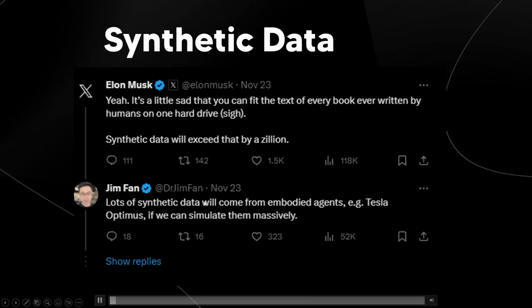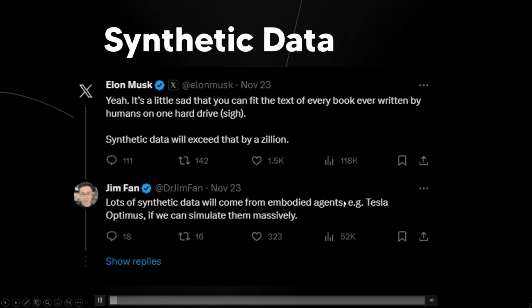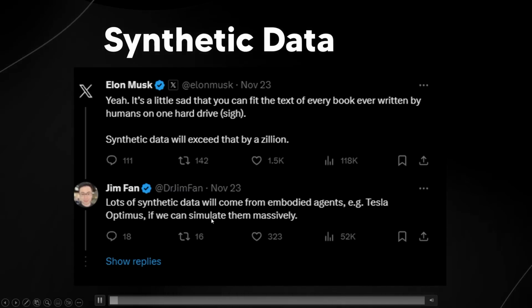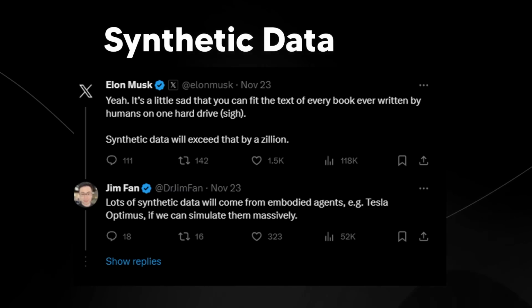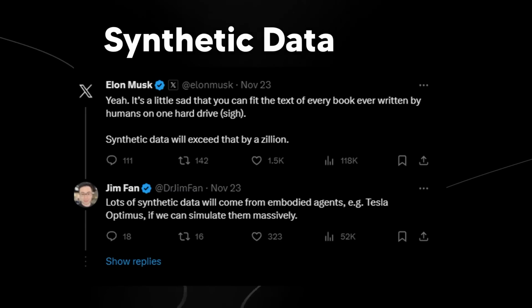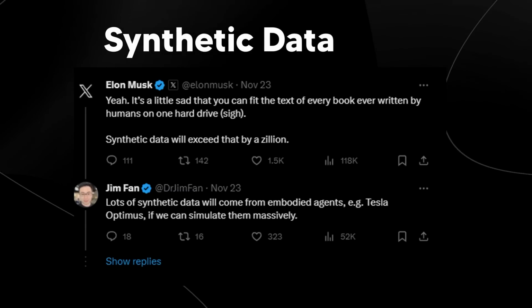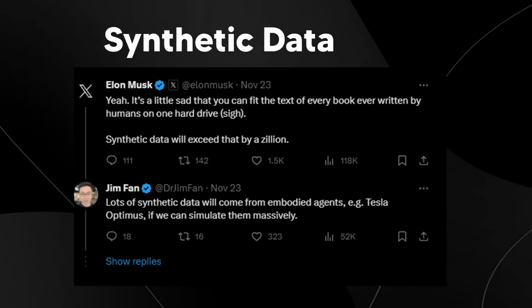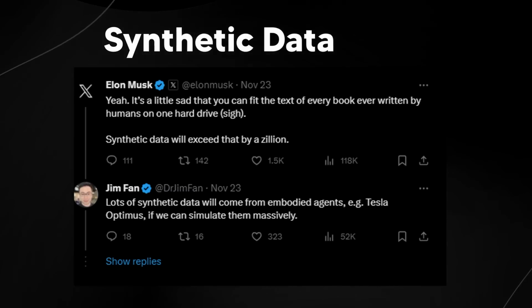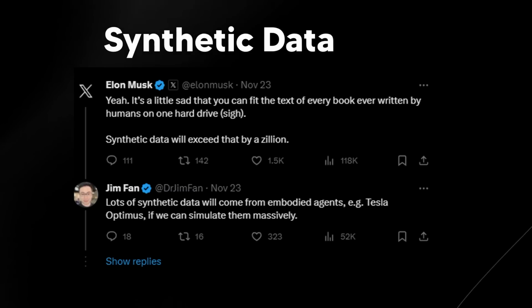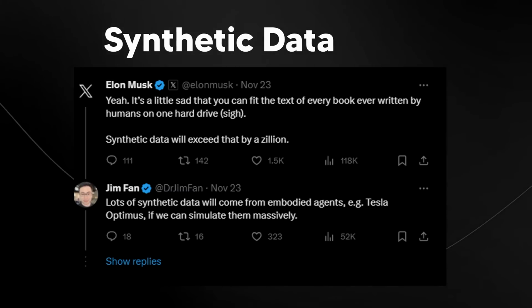and lots of synthetic data will come from embodied agents. For example, Tesla Optimus, if we can simulate them massively. So essentially what they're saying here is that the human generated data isn't just going to be enough to feed these models. You have to understand that these models need tons and tons of data if they are to get things correct. And sometimes human data just isn't enough.